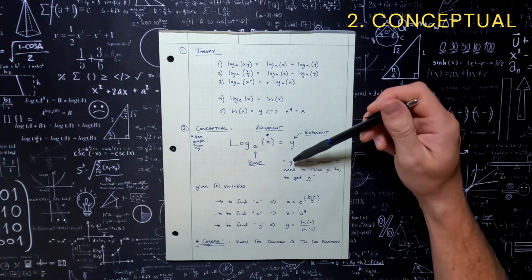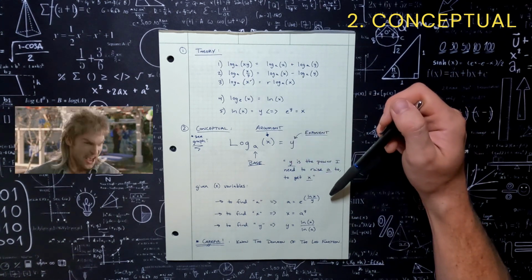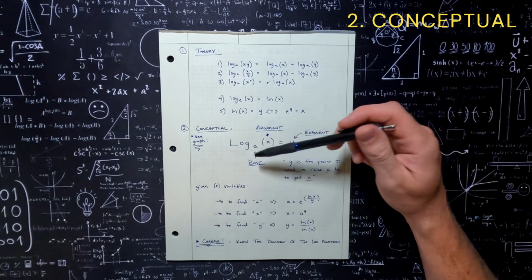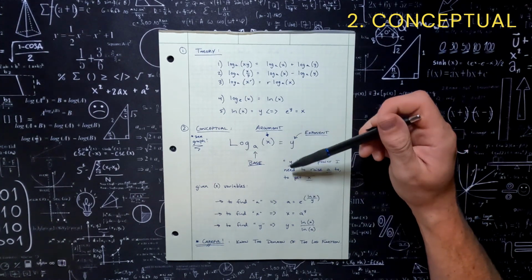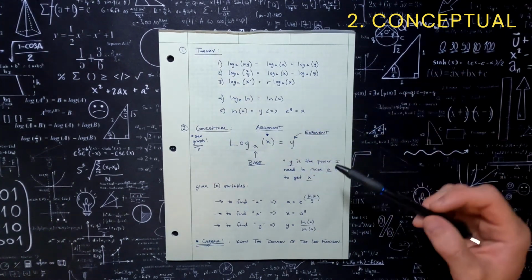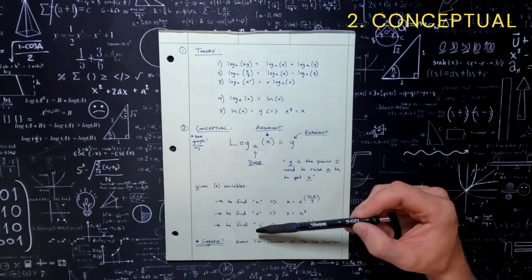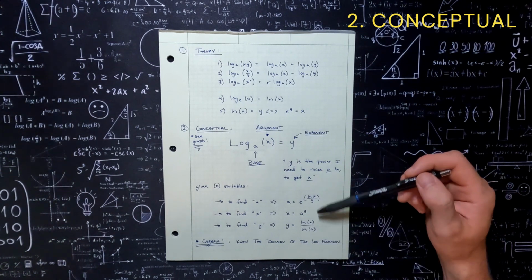So say that in your head: y is the power I need to raise a to get x, our argument. That is the way that you should be thinking about logs when you see them written in this form. Okay, so with that in mind, I have a cheat sheet here that you can test out on your calculator. I urge you guys to go through and test these out and get some practice.